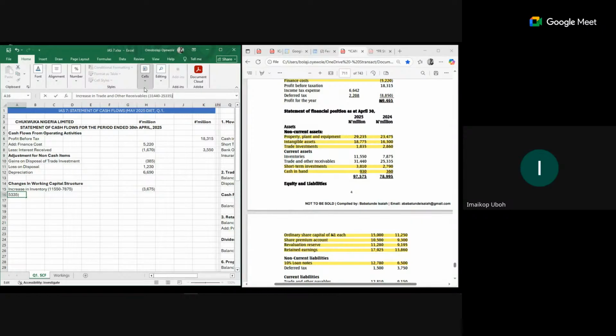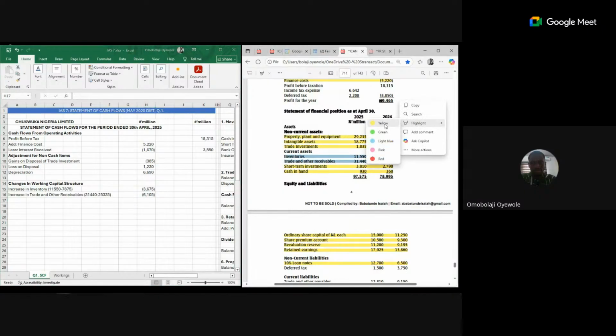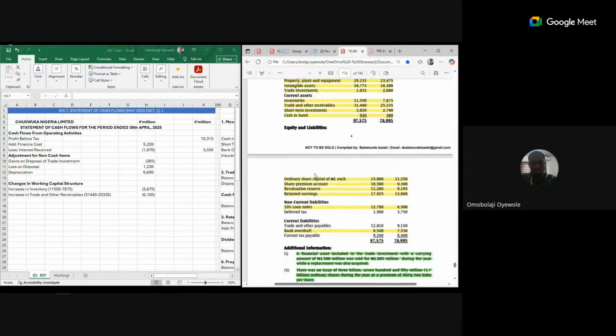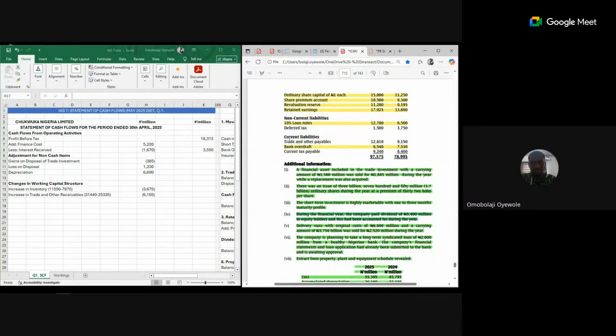25,335. Since it's an outflow, it's going to be 25,335 minus 31,440. So that's an outflow. So we have dealt with these two like that. You can see the way I'm dealing with them, how I'm highlighting them to show that we have dealt with it. You can see that it's not hard, it's very simple.